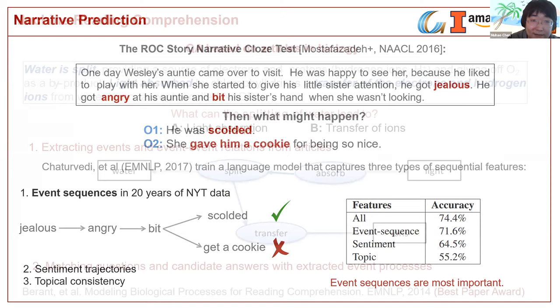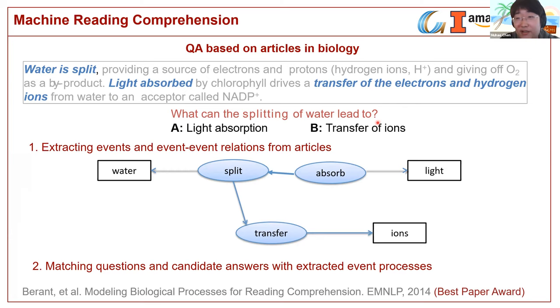At the same time, modeling event processes is important for machine comprehension. In this task, a system is required to answer questions related to a given article. For example, this example is taken from the award-winning paper in EMNLP 2014. To understand the biological process described in the scientific literature, the proposed method extracts events and event-event relations in a biological process. Then question answering is conducted by matching the events in the question and the candidate answers with the event processes extracted from the scientific literature. It also shows that extracting this kind of event processes from an article is very important to improve this challenging task.